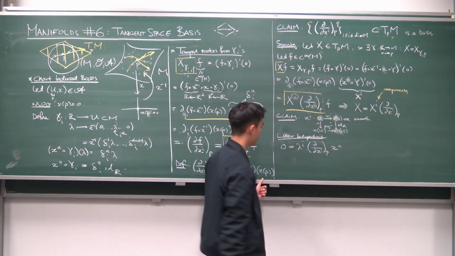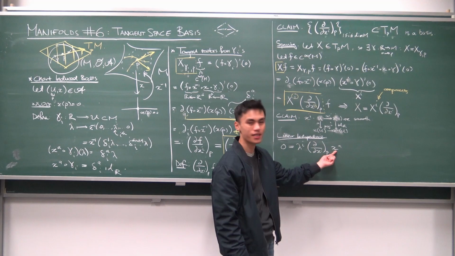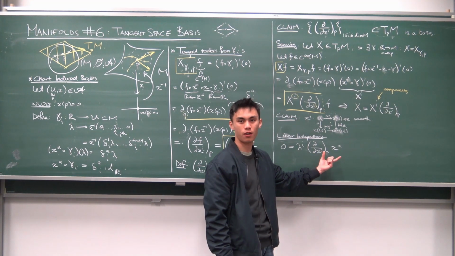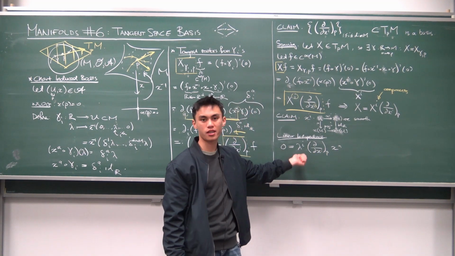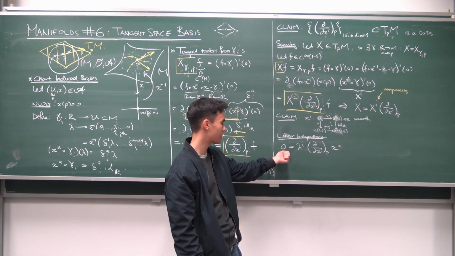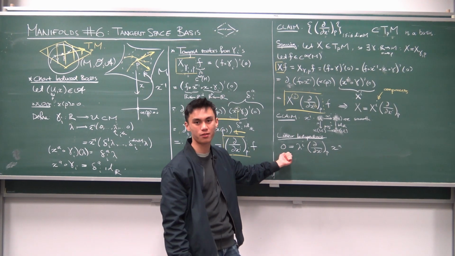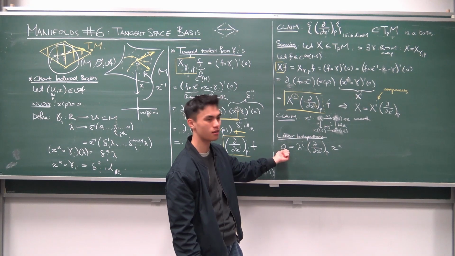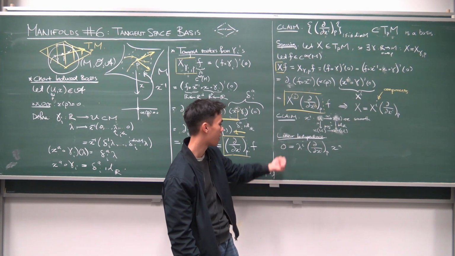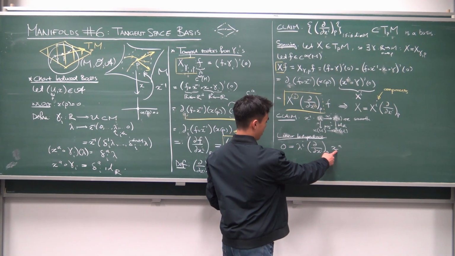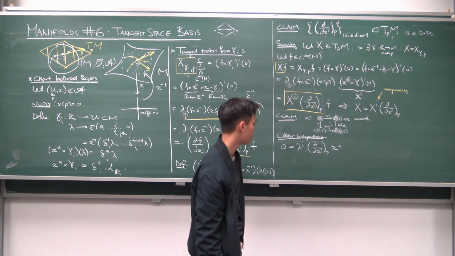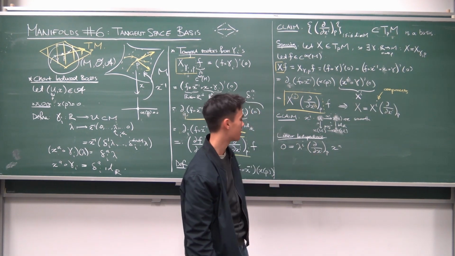Now if we do that, this tangent vector is eating the smooth function. That's going to give you a real number. We're taking a linear combination of real numbers over here. So in fact, this turns this zero into actually the real number zero, not a tangent vector, not a directional derivative operator anymore. Okay, so now we have a tangent vector acting on smooth functions, specifically these basis elements here.